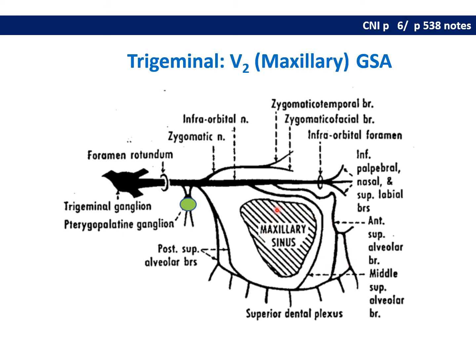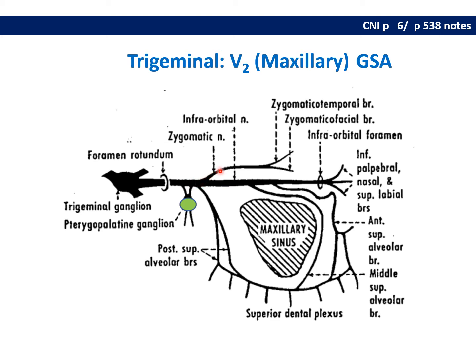So when you have a sinus infection, your face hurts, and that is sensed by those branches, the anterior, middle, and posterior superior alveolar nerves. Exiting the infraorbital foramen, you have the inferior palpebral, nasal, and superior labial branches of the infraorbital nerve.